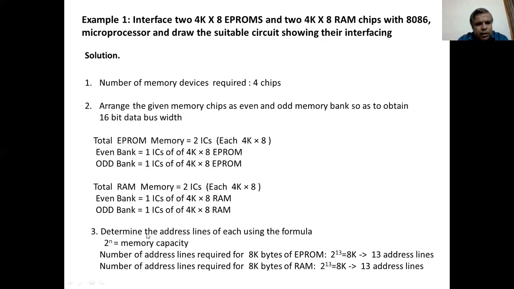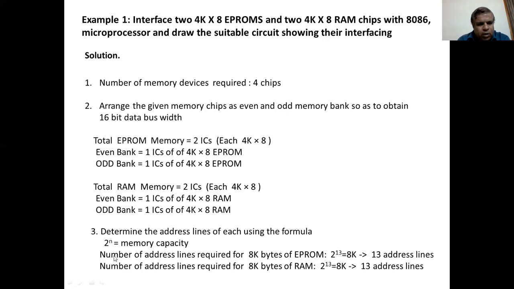Step 3, determine the address lines of each using the formula. So now we have to find out the address lines of each of these memory devices, ROM and RAM. So what is the formula? 2 to the power of n equals memory capacity, where n is the address lines. Take log on both sides, and then you will get n, the number of address lines.